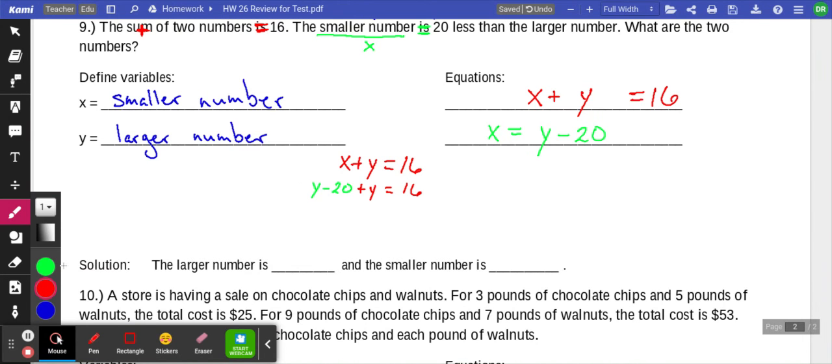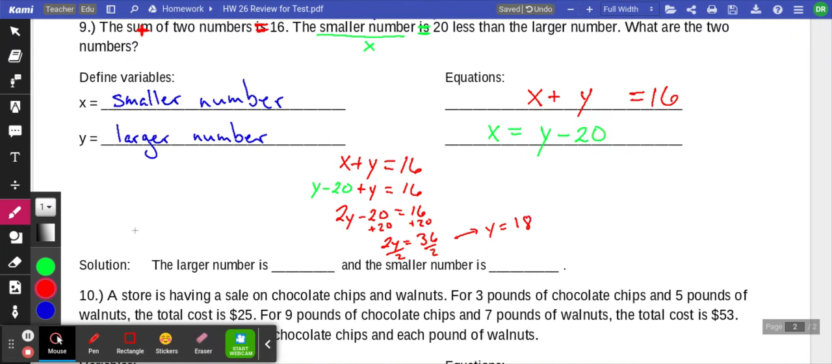And then we need to combine like terms. So one y here plus another y here on the same side of the equal sign. 1y plus 1y is 2y. So we get 2y minus 20 equals 16. We can add 20 to both sides. 2y equals 36. And if we divide by 2, we get y equals 18.